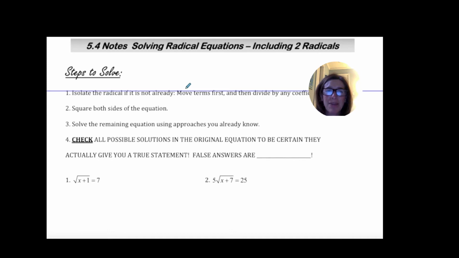Everyone, it's Coach Fred here, and today I'm going to be going over solving radical equations that involve one radical or two radicals. But let's just remember that when we solve equations, we're finding a value that makes the equation true. That's what we do when we solve equations.